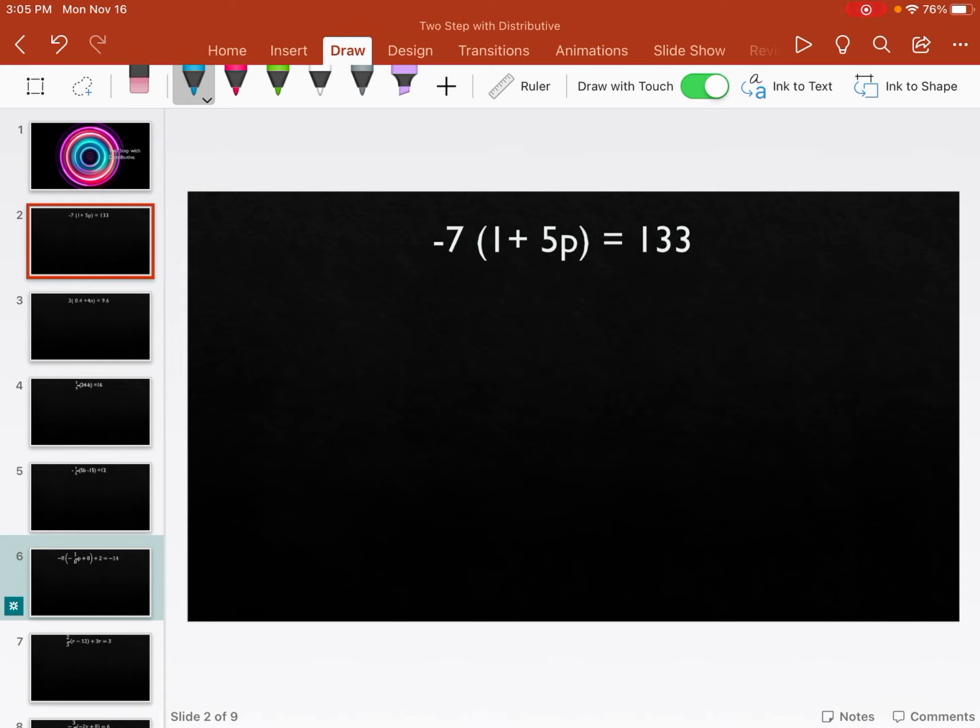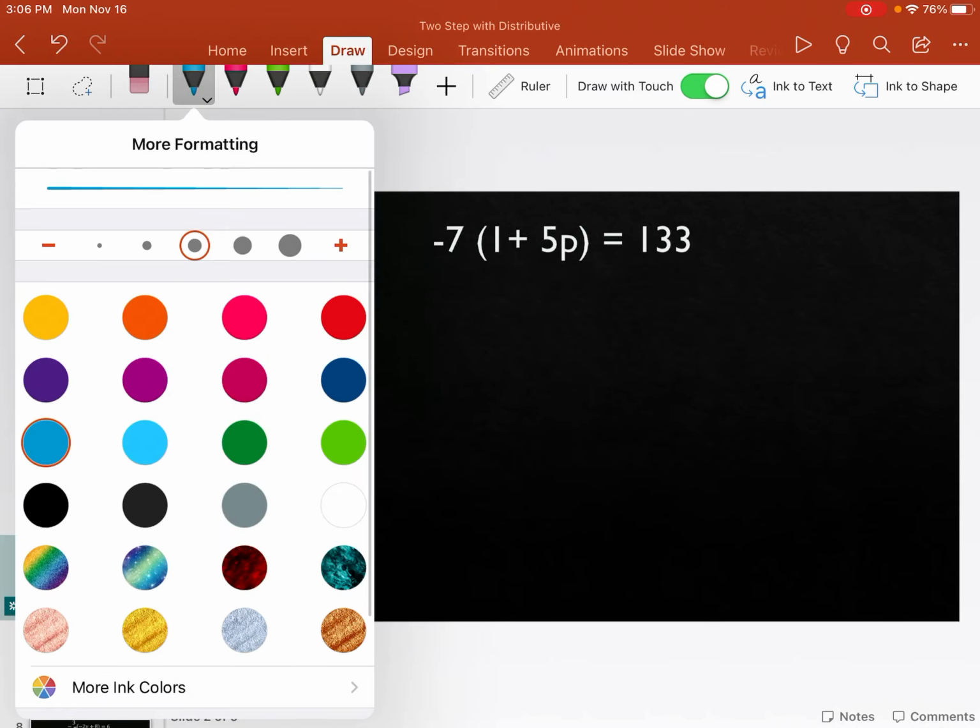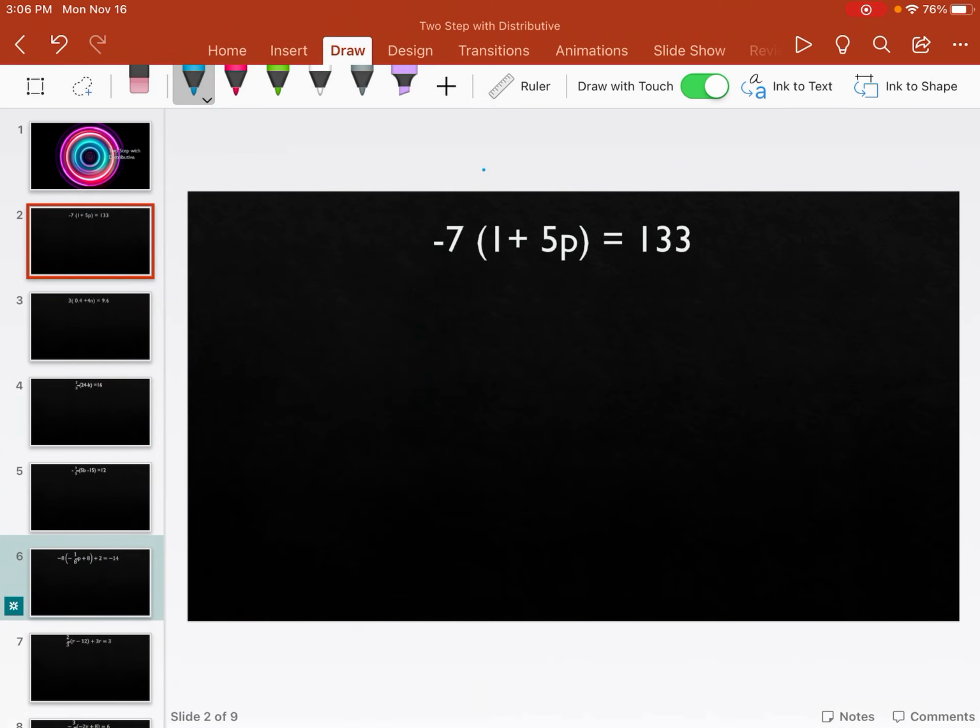Remember that when we solve two-step or multi-step equations, we are basically doing inverse order of operations. For this problem, the first thing, if we were doing order of operations, would be to solve the parentheses. That would be step 1, and then this would be step 2. But since we're doing it in reverse, we're going to start by getting rid of that -7 and then do the stuff inside the parentheses. It's multiplication, so I'm going to divide by -7 on both sides.